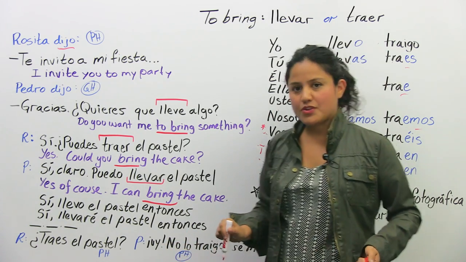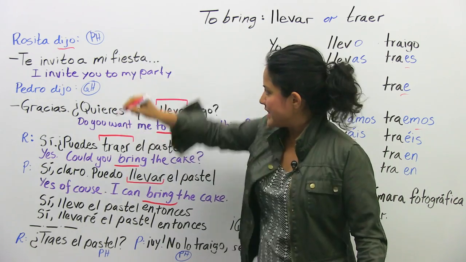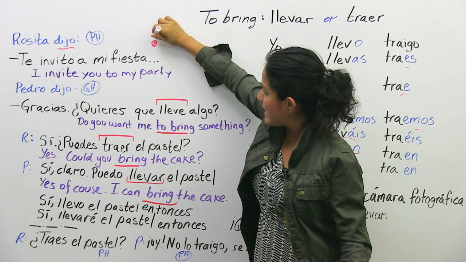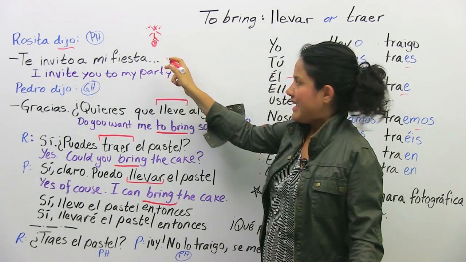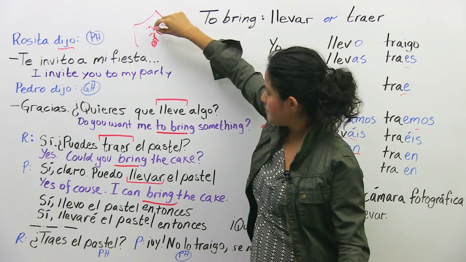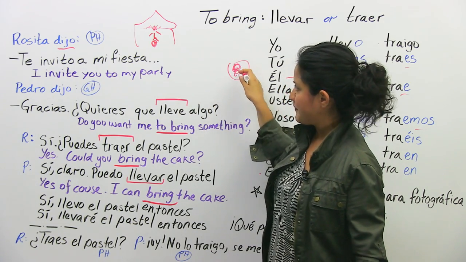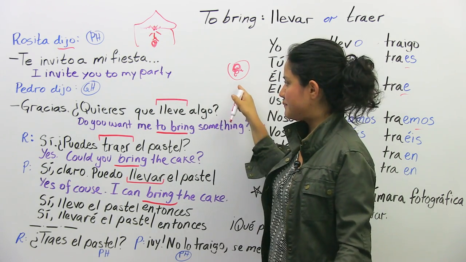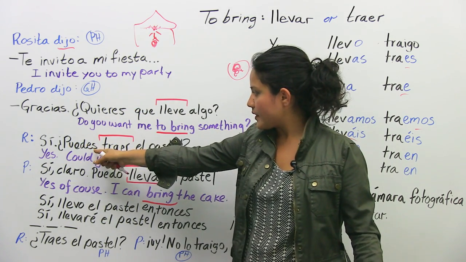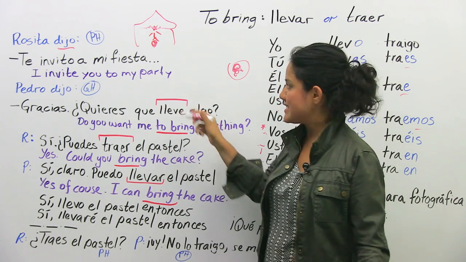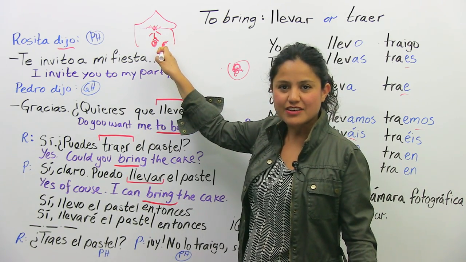Now, let's review this. When Rosita asks for the cake, Rosita is here in her house. Let's see Rosita with her hair. Okay? And then Rosita is here in her house, very pretty. And Pedro is here, maybe he's in his house too, but it's here, right? So when Rosita is asking Pedro, puedes, where is it? Rosita is saying, ¿puedes traer el pastel? Rosita is saying, can you bring the cake? Bring it here to the party, right?